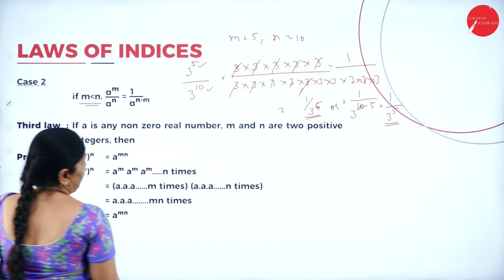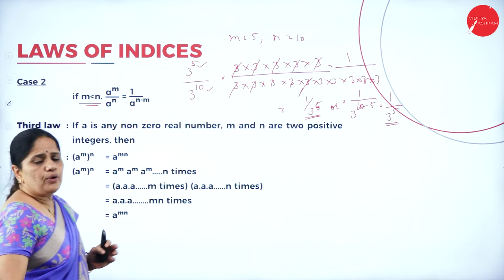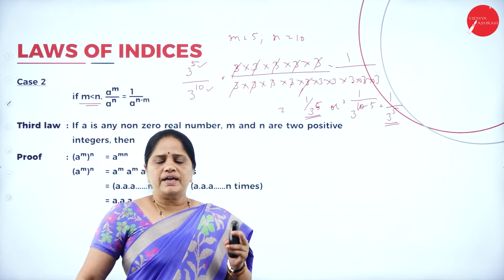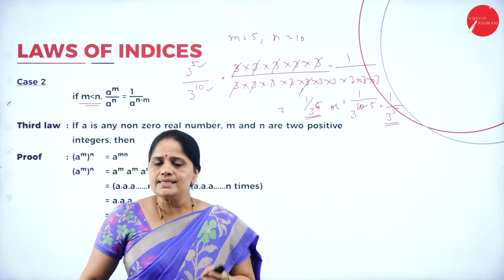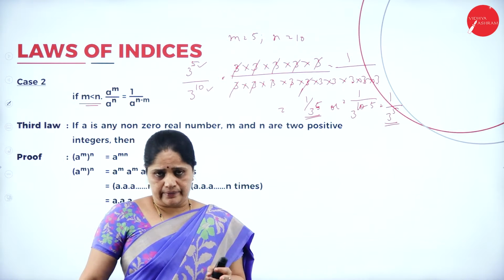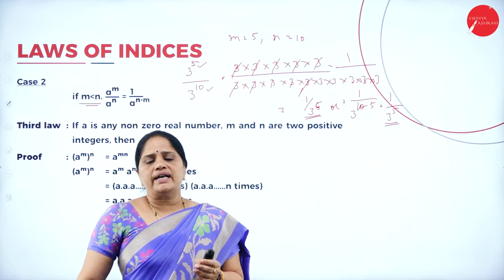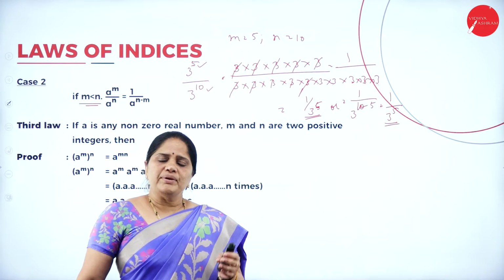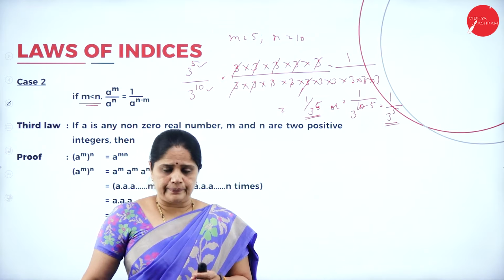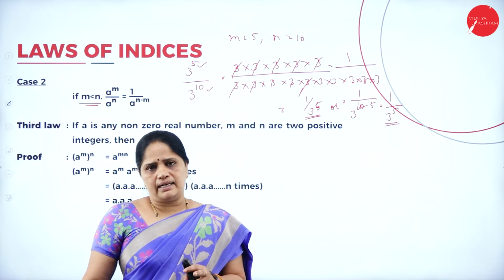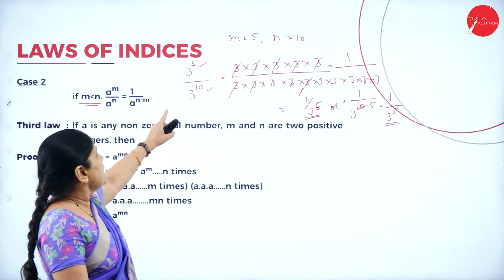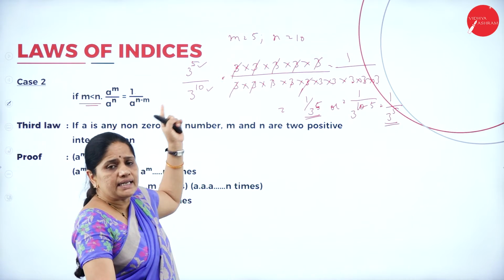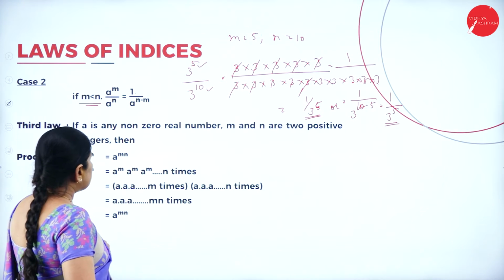Now the next one, third law. So I hope you have understood the first law. What does the first law tell us? A to the power of m into a to the power of n equals a to the power of m plus n. Now suppose I have to divide a to the power of m by a to the power of n, then it will be a to the power of m minus n, if m is greater than n. If n is greater than m, then I will be writing 1 divided by a to the power of n minus m.